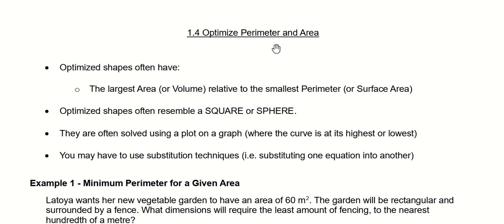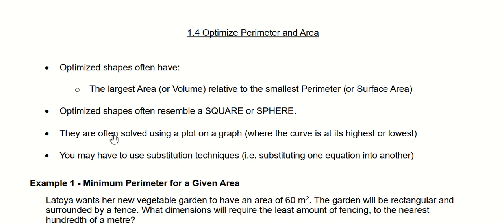So, optimization. What is the optimized area and perimeter? Let's read the definition first and then I'm going to give you an example. Optimized shapes often have the largest area relative to the smallest perimeter or surface area. It's the largest amount of stuff you can put in with the smallest amount of packaging. An optimized shape often resembles a square or a sphere. You're not going to get this in the textbook, but I'm telling you right now, it often resembles a sphere or a square, or the closest thing you can get to it.